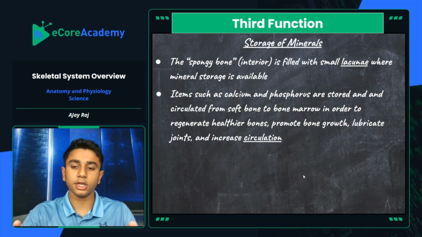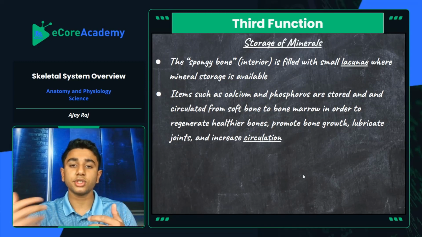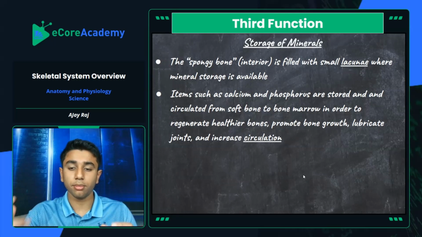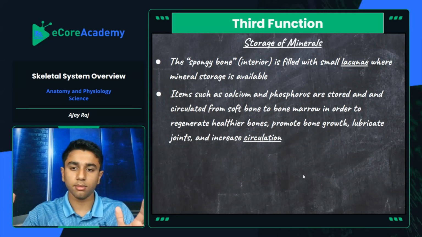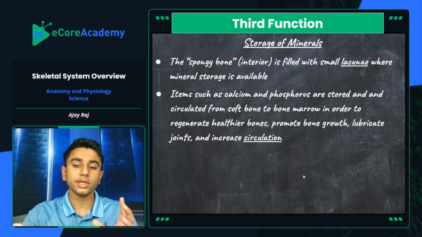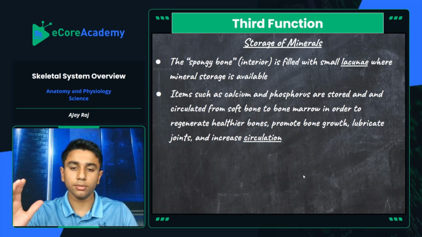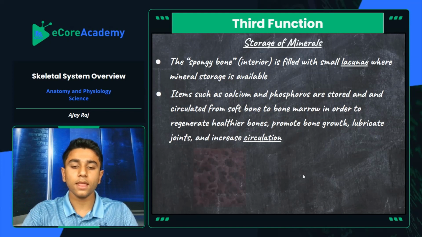So the bone marrow is responsible for the production of red blood cells and also in producing osteocytes, which help in building up your bone. But I'll explain that in future videos. But overall, it helps in storage of minerals so that you can regenerate healthier bones, promote bone growth, lubricate joints, and increase the circulation of these exact nutrients and minerals.